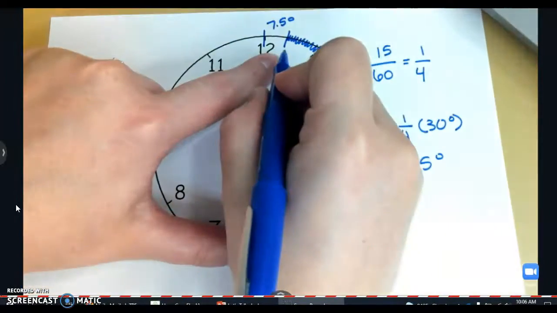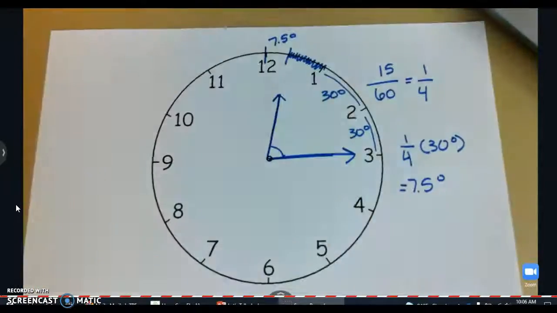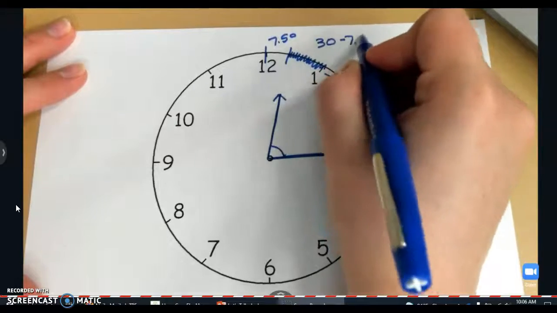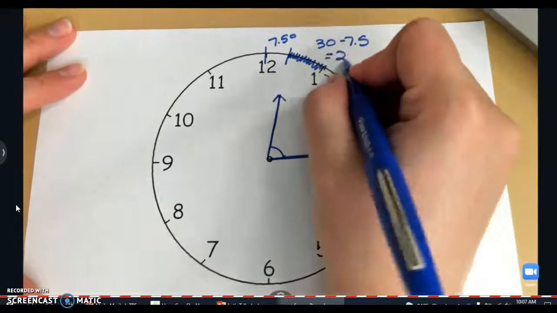Which means from this hour hand to the 1 would be the difference of 30 and 7.5. So 30 minus 7.5, which is 22.5.